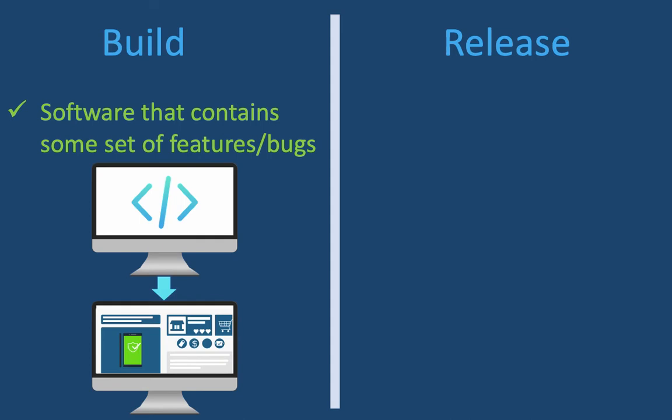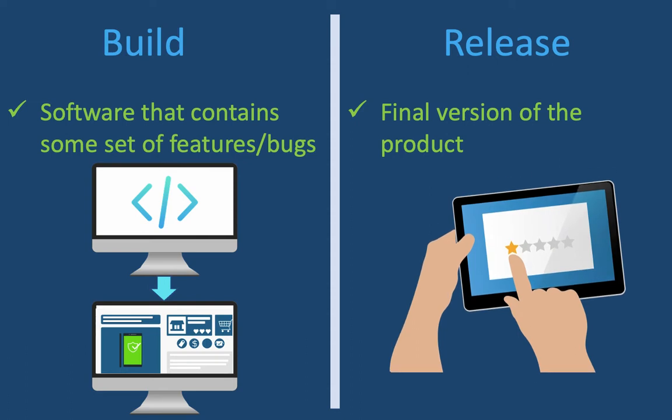On the other hand, a release is the final version of the product waiting for its users. It's a ready product once it is released. It means that it is delivered to the customer. The release is a completely developed software, while the build is a part of the software.